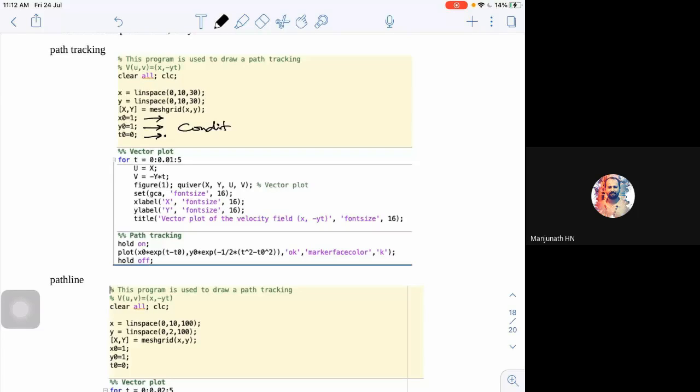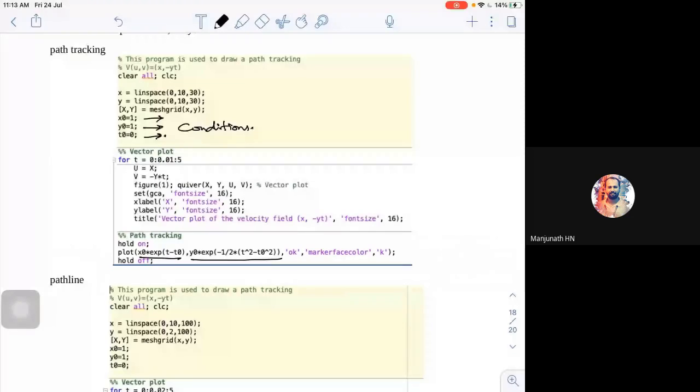When I define the conditions, based upon these conditions, I can write the plot command. You can look at this. What is it? It is x0 exponential to the power of t minus t naught. This is for the x, and for y, y0 exponential to the power of minus of t square minus t naught square. So these are the two things I'm trying to plot to get the particle tracking.